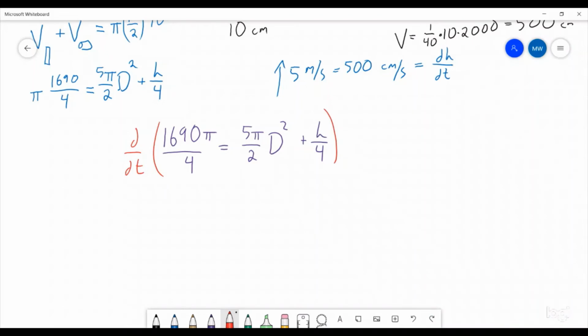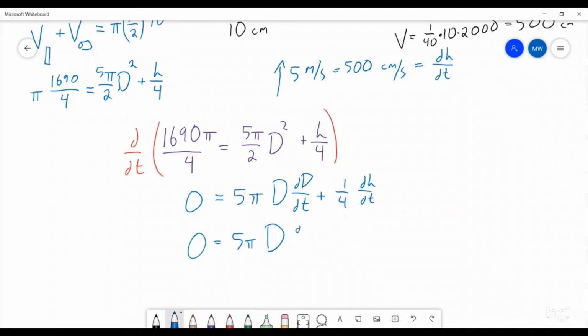Now notice that the original volume actually all just cancels out when we take the derivative, and that just goes to 0. But then when we take the derivative of the other side, we get 5 pi over 2 times 2D dD/dt, so that's a D dD/dt, plus 1/4 dh/dt, and we know what dh/dt is. So that means that 0 is equal to 5 pi D dD/dt plus 1/4 times 500.